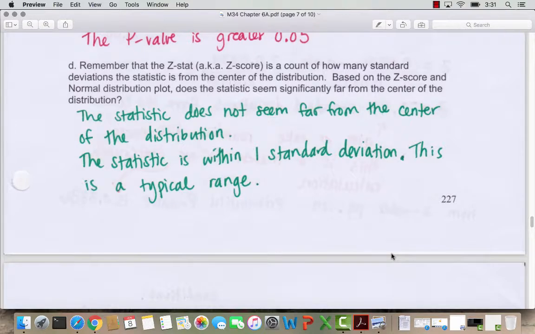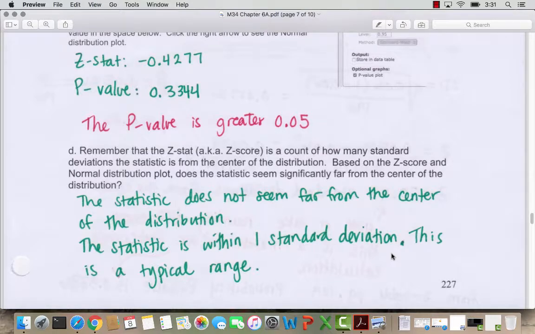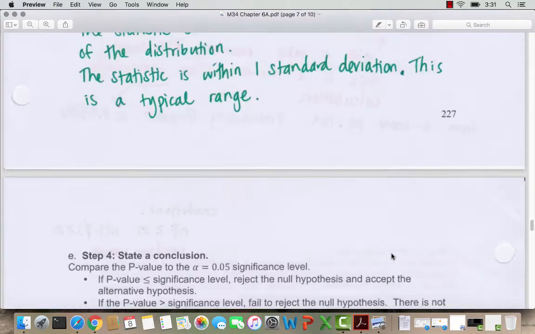So remember that z-stat, or the z-score, is a count of how many standard deviations the statistic is from the center of the distribution. So based on that z-score, which was negative 0.4277, does this statistic seem significantly far from the center? And I say no, the statistic does not seem far from the center of the distribution. The statistic is within 1 standard deviation. This is a typical range.